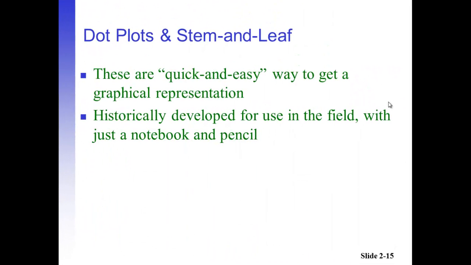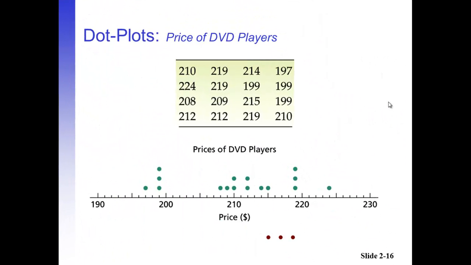Dot plots and stem and leaf plots are quick and easy ways to get a graphical representation of our data. Historically, these were developed for use in the field when a researcher had just a notebook and a pencil available. They turned out to be useful enough, though, that they are still sometimes used even with technology. Let's take a look at these data.